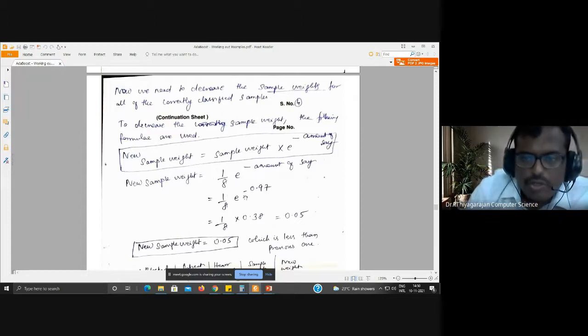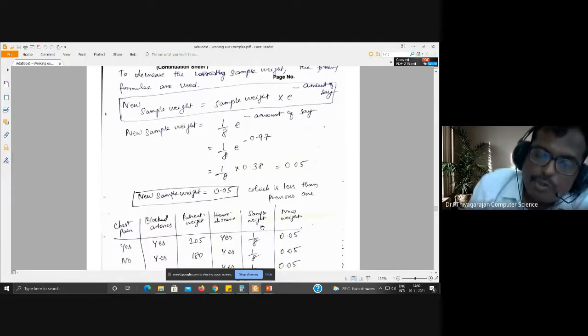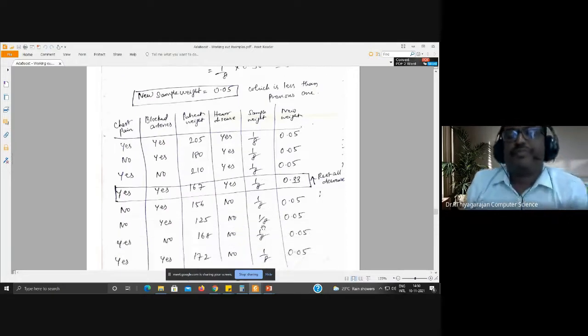So 1 by 8 into e to the power minus amount of say. What is the amount of say for the weight feature? It is 0.97. So 1 by 8 into e to the power minus 0.97, which is 0.38, will be 0.05. So if you calculate the new sample weight, it will be 0.05. So this 0.05 will be substituted for the rest of the correctly classified rows.